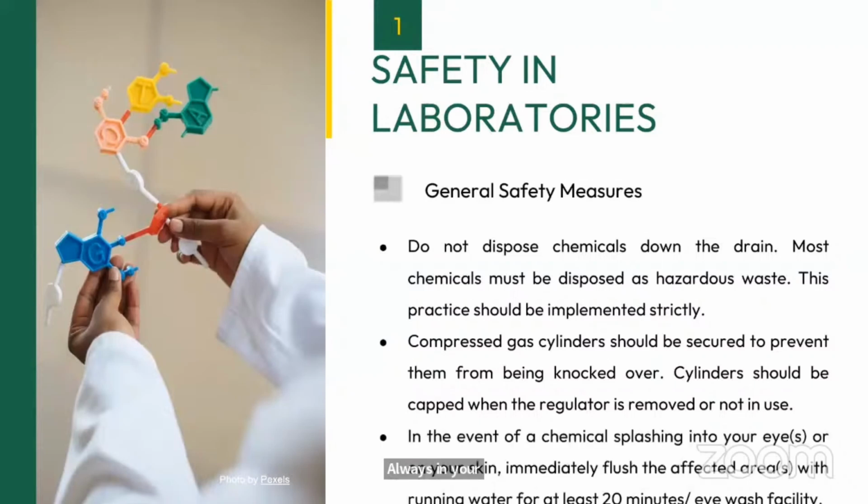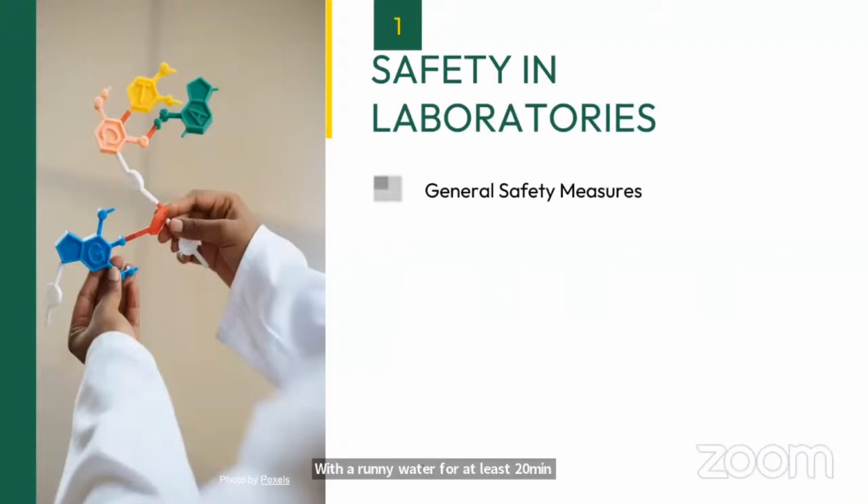In the event of chemicals splashing into your eyes or onto your skin, immediately flush the affected area with running water for at least 20 minutes at the eyewash facility. It is straightforward: if you have exposure of any chemical to the mucosa, skin, or eyes, flush it with running water for at least 20 minutes. It should be flushed.